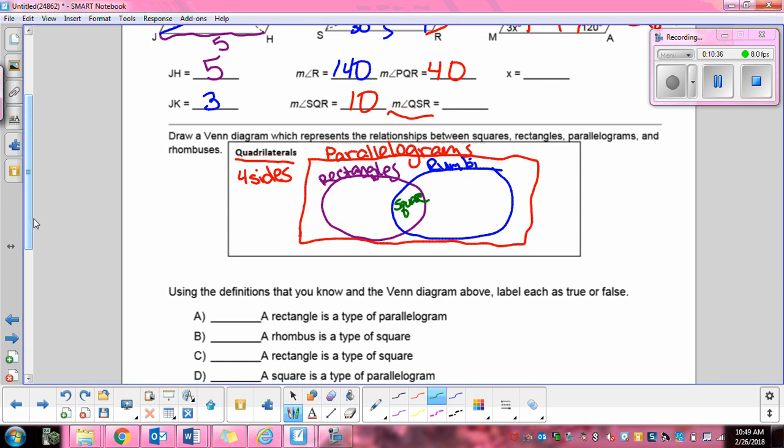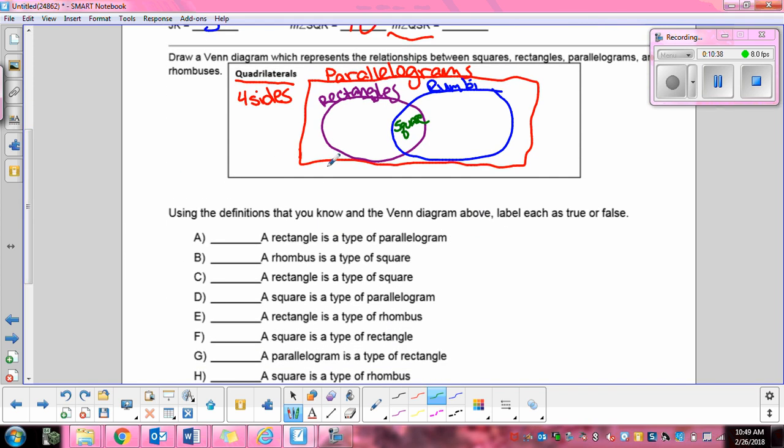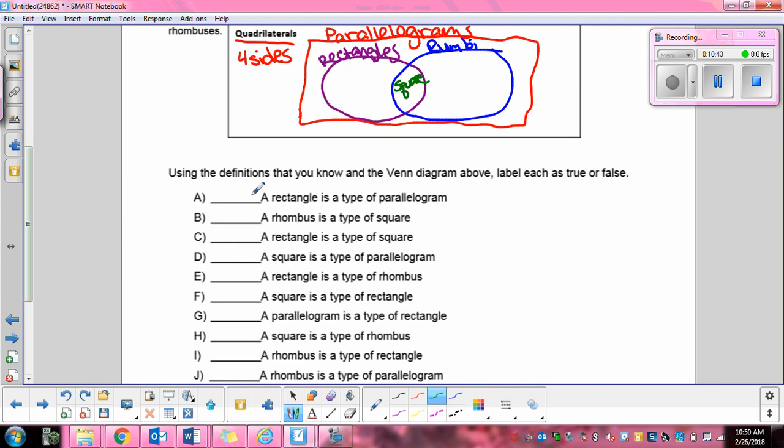All right, I want you to use this information and try to identify the definitions. You're going to just tell me if they're true or false. A rectangle is a type of parallelogram. The rectangles are inside the parallelogram, so this is true. Let's try number G. A parallelogram is a type of rectangle. Is a parallelogram inside the rectangles? No. So G is false. Use your Venn diagram that I helped you make.